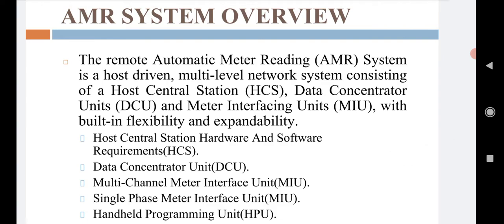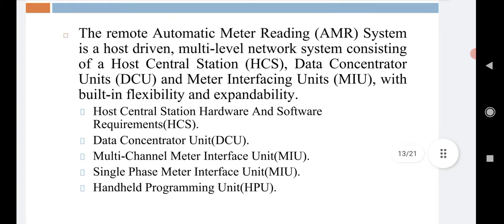The remote automatic meter reading system is a host-driven multi-level network system consisting of a host central station, data concentrator units, and meter interfacing units with built-in flexibility and expandability. Host central station hardware and software requirements. Next is a data concentrator unit, multi-channel meter interface unit, single phase meter interface unit, handheld programming unit.